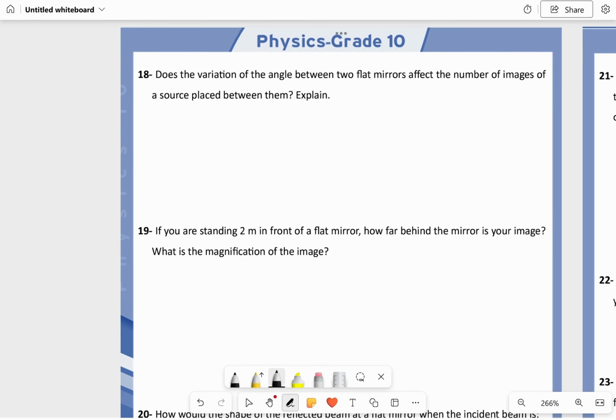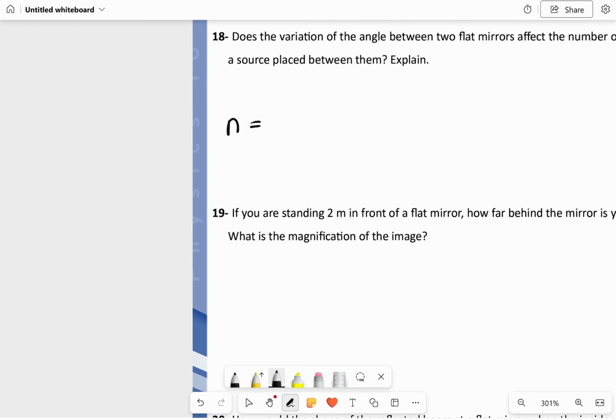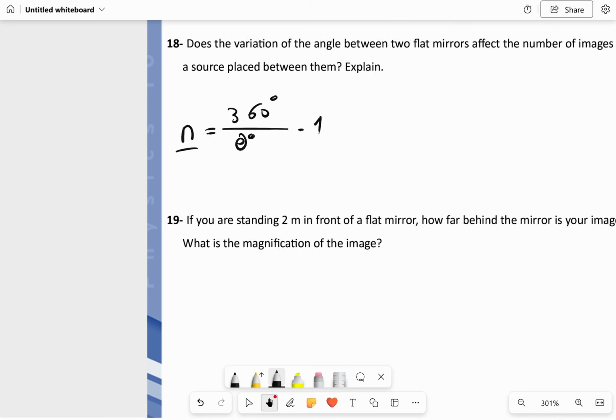Question 18, does the variation of the angle between two flat mirrors affect the number of images of a source placed between them? Yes, we even have an equation for this. Number of images is equal to 360 degrees divided by the angle between the two mirrors, minus 1, which is basically the object. So if you want to find the number of images formed by two mirrors, we're going to have this equation.